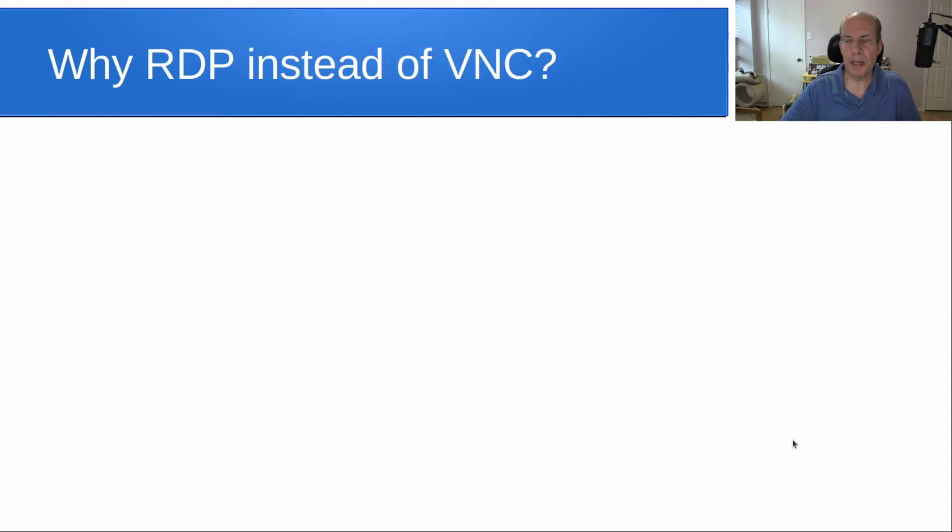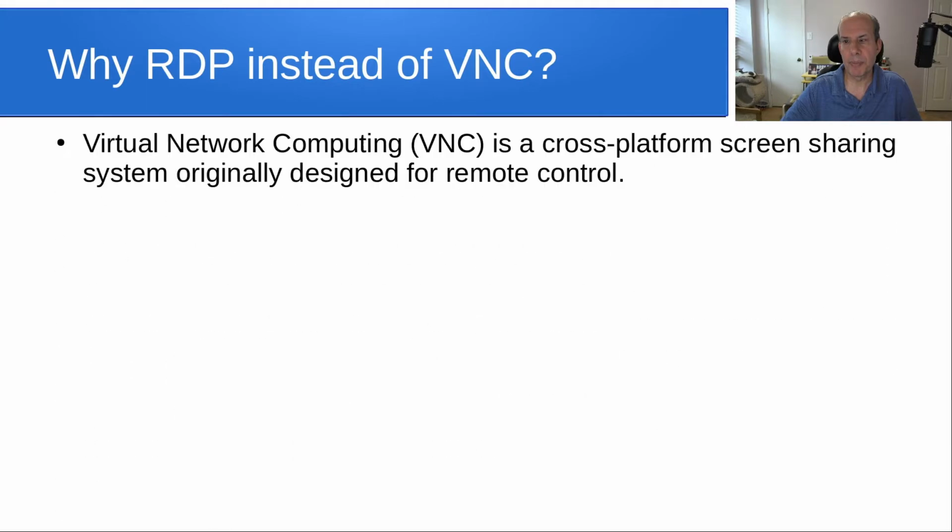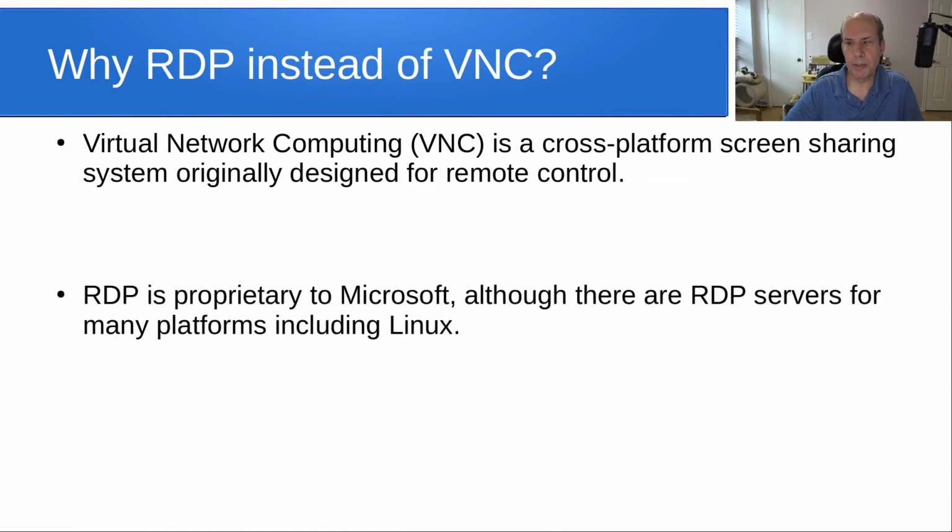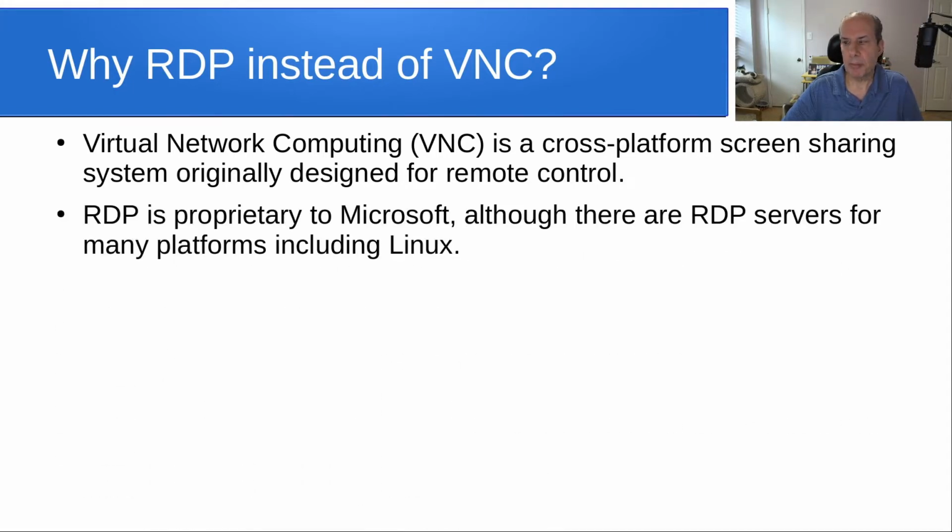So why RDP instead of VNC? RDP and VNC are probably the two top protocols in existence today for making a connection to a graphical user interface over the net. Virtual Network Computing, VNC, is a cross-platform screen sharing system originally designed for remote control and remote assistance. RDP is proprietary to Microsoft, although there are RDP servers for many platforms, including Linux, as you're going to see in this presentation.